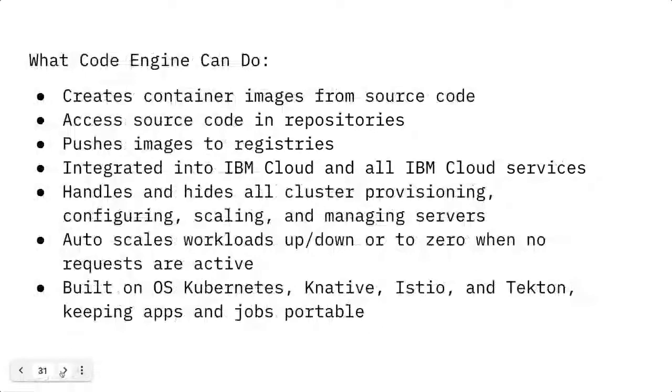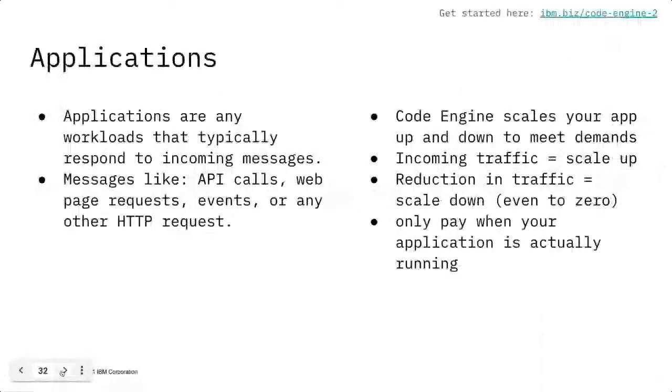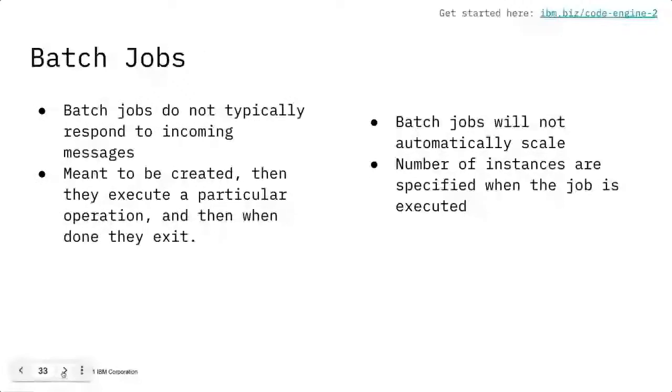So last part here, when we're working with Code Engine, we have two ways of deploying to Code Engine. We have Code Engine applications and we have batch jobs. Applications are basically just workloads that typically respond to incoming messages like API calls, web page requests, events, or any other HTTP request. Batch jobs do not typically respond to incoming messages. They're meant to be created, execute a particular operation, and then when they're done, they exit. And batch jobs will not automatically scale.